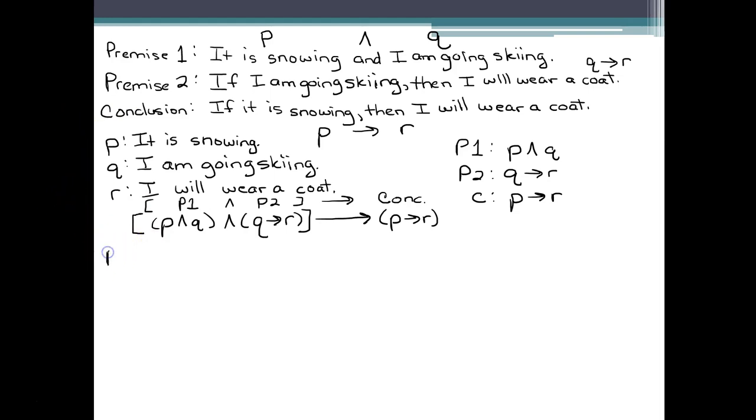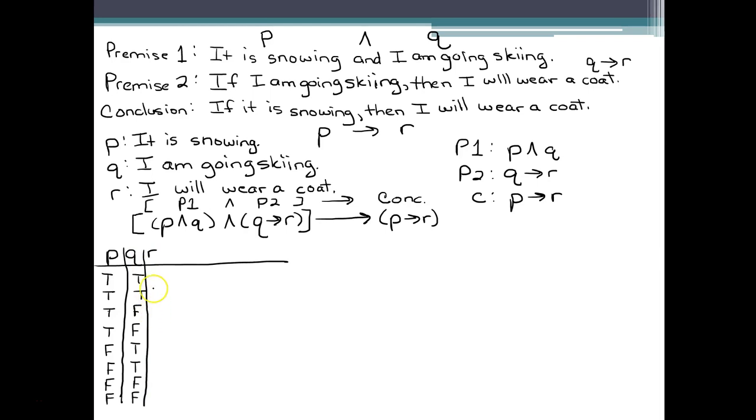Okay, so our truth table is going to need a P, Q, R. I'd like to get it all into one slide today. Alright, so P has to have 4 true, 4 false. Q has to have 2 true, 2 false, 2 true, 2 false. And then R has to have TF, TF, TF, TF.